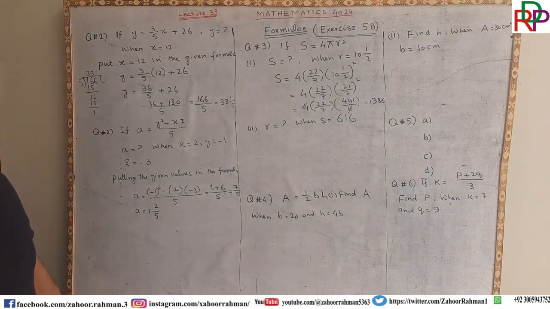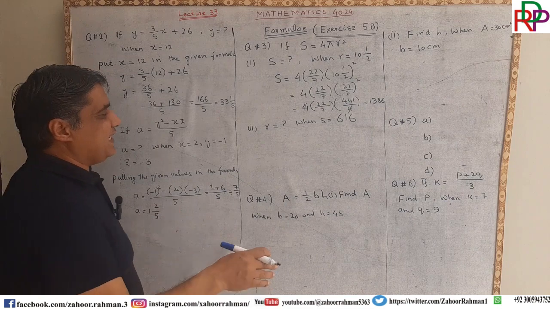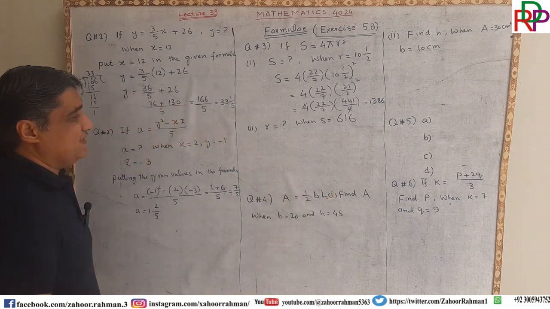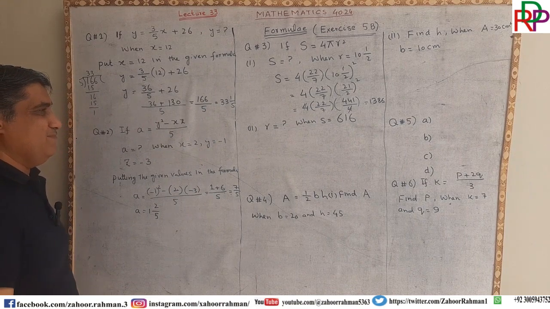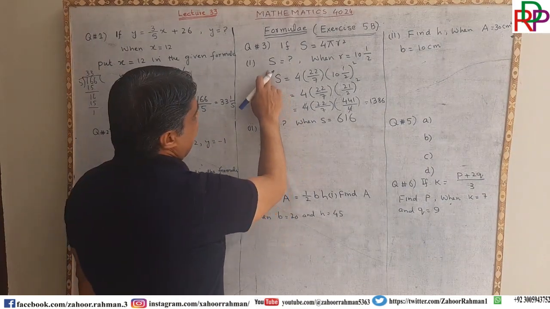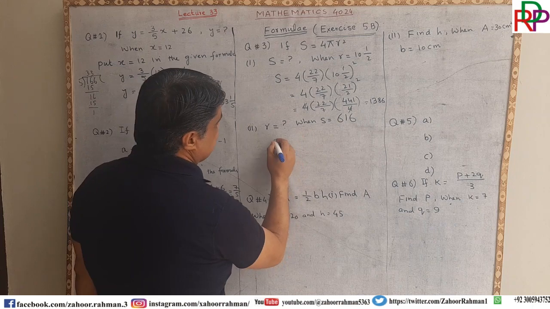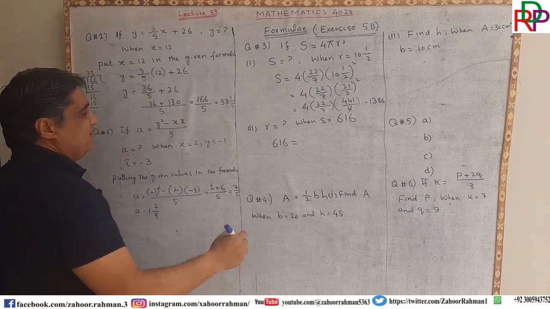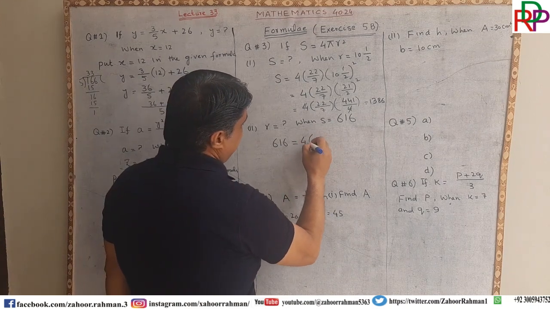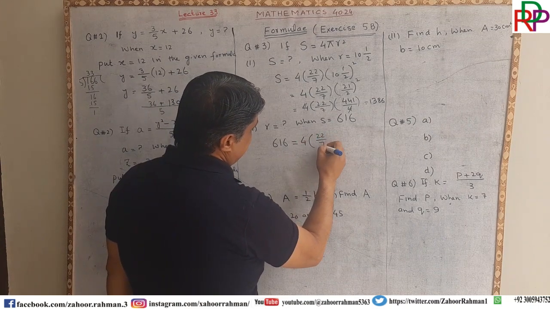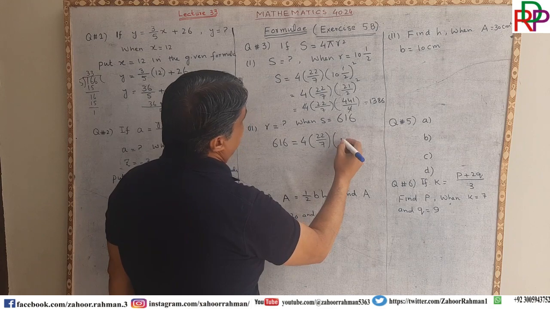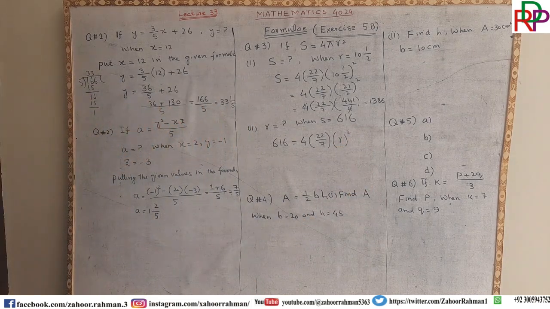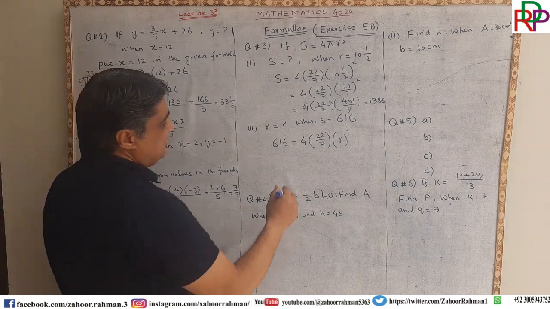Okay, the second part of this question is saying now make R as the subject when S is given as 1600. So in this case, in the place of this S, we are writing 1600. 4 is a constant, pi is a constant, and we have to find the value of R. So we are not putting any values first of all.